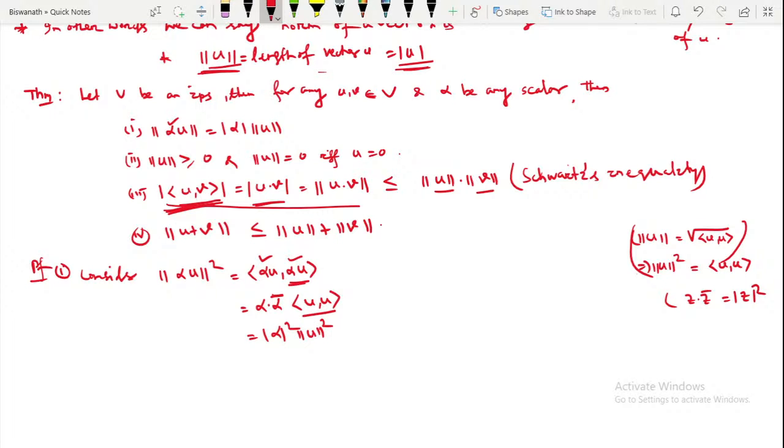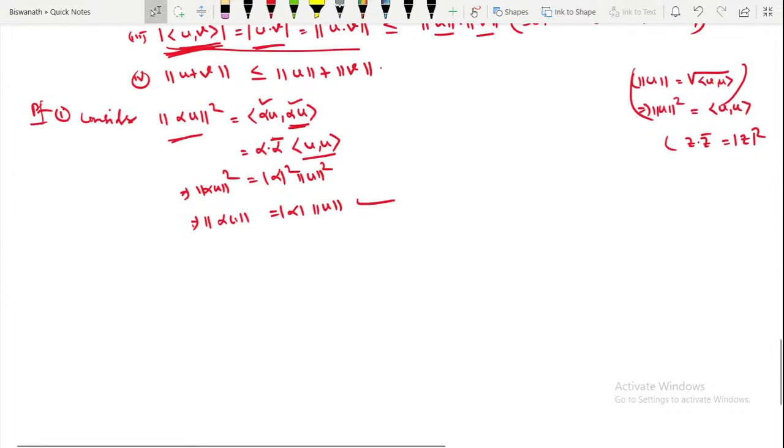So what I got is that the norm of alpha u squared is this. If I take the square root of both sides, the norm of alpha u will be mod alpha times norm u. Okay. Now comes the second one.